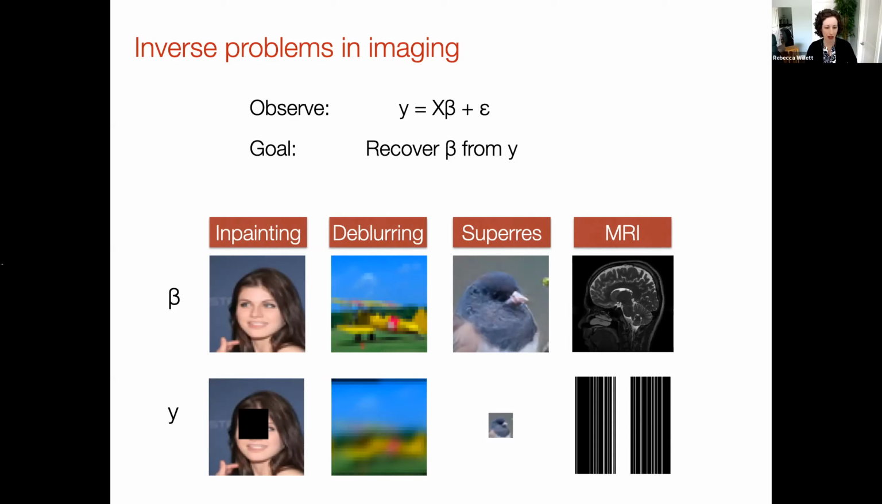And examples include many classical problems, including inpainting, where we only observe a subset of the pixels of the image and we want to fill in the missing pixels, deblurring, super resolution, MRI reconstruction, radar, tomographic reconstruction, and many, many others.